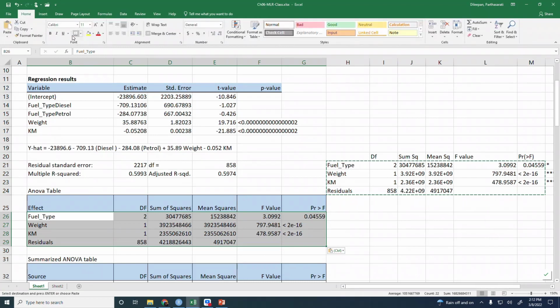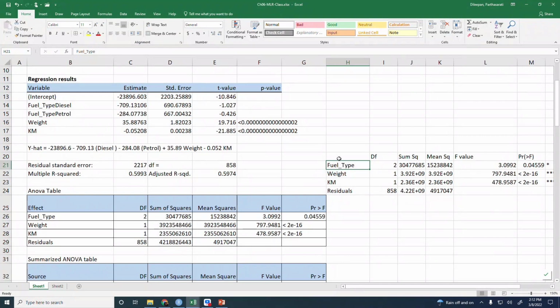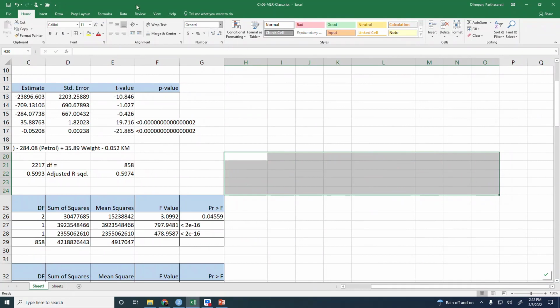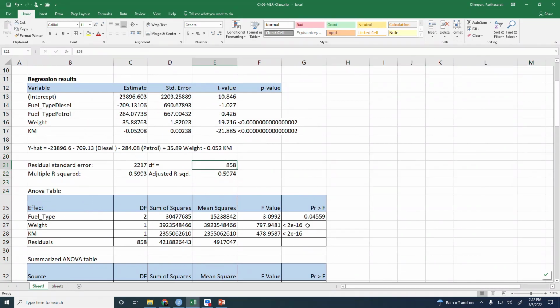And put the borders back. How can we change it if it's messing up on our side? What's that? How can we fix it if it's not properly formatted? You need to do what I just did, data, text to columns. And if you're having difficulty, we'll talk about that afterwards. Okay.